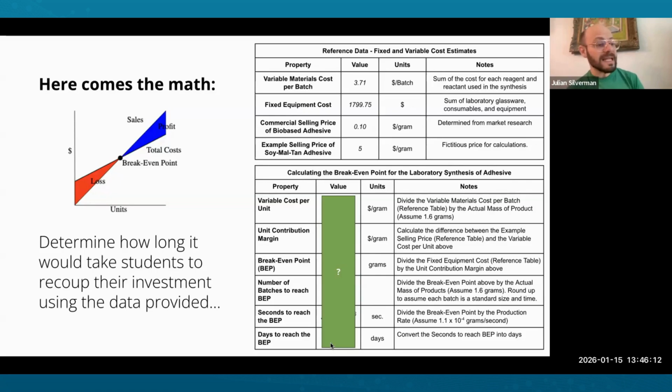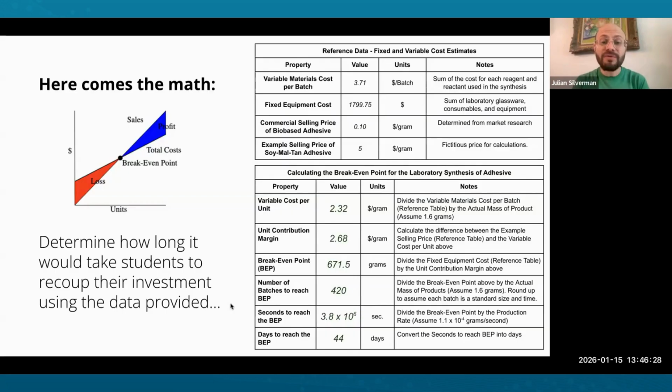This is also unrealistic in that it's expecting students in my lab to be making glues for us nonstop, right? Which is not ethical. They have many other things to do. But at the very end of all of this, we can convert the number of seconds to days and find out that it would take them 44 nonstop days just to make the money back.